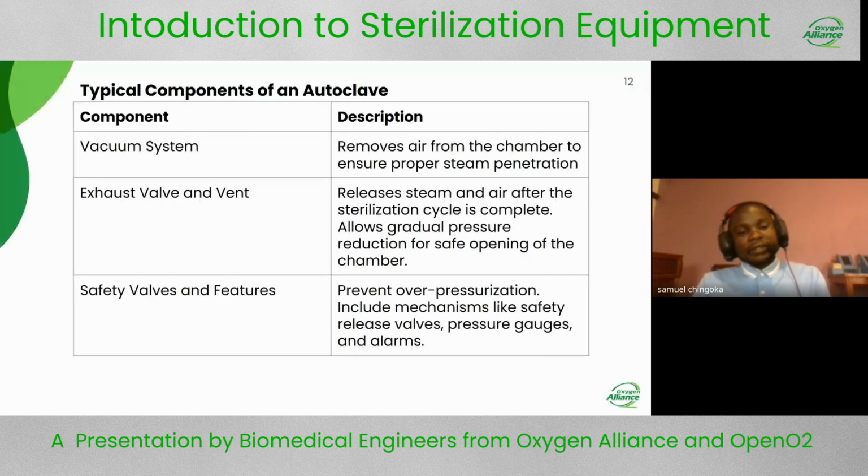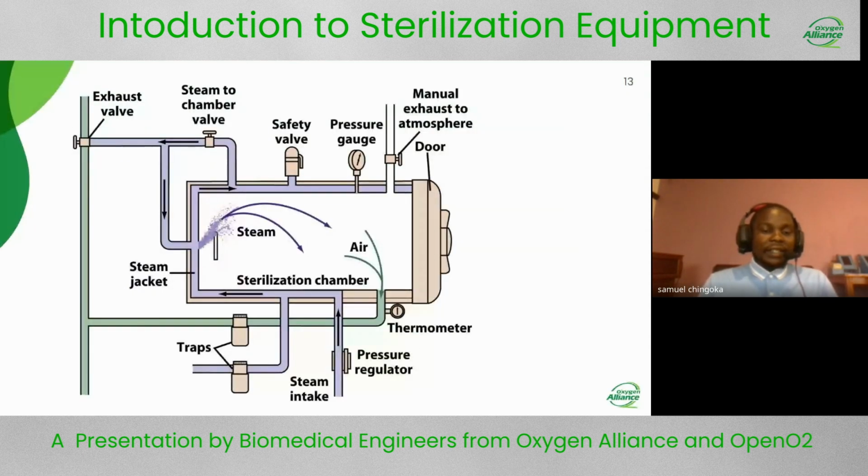So about the safety valves and features, basically they prevent over pressurization, which includes mechanisms like safety release valves. And this is just another diagram giving us an idea of this autoclave. Most of these parts I've already said, starting from the first diagram and also into the table that we had.